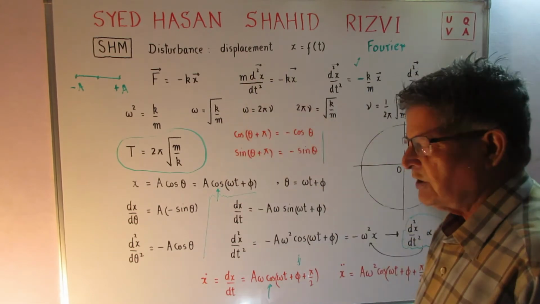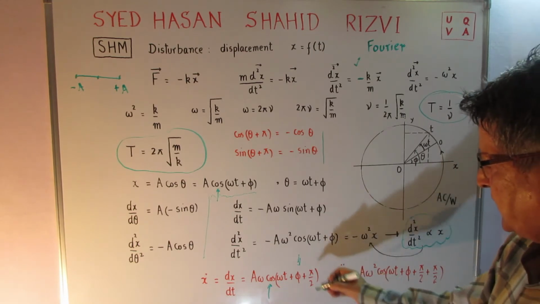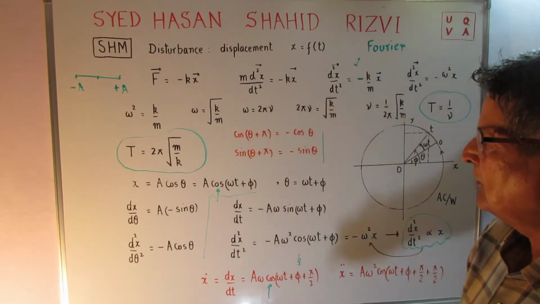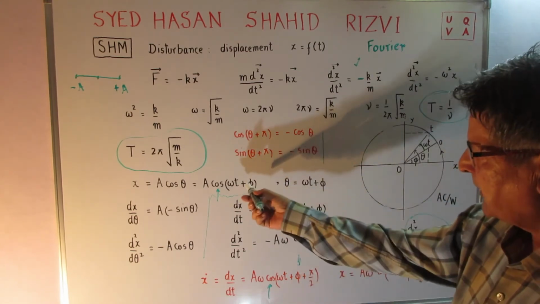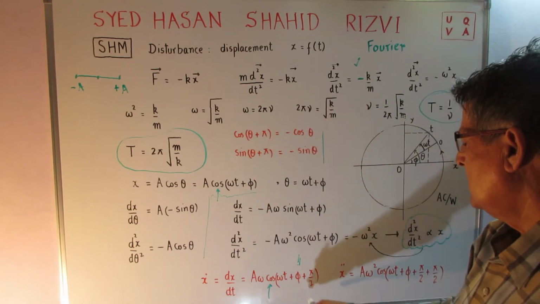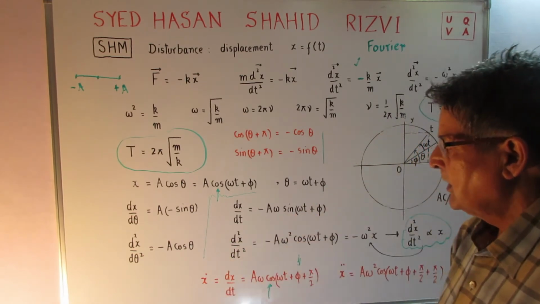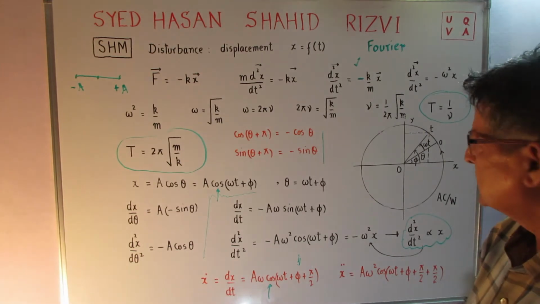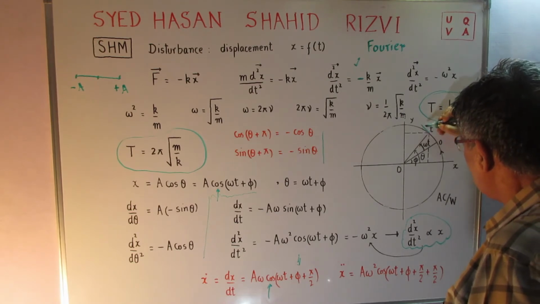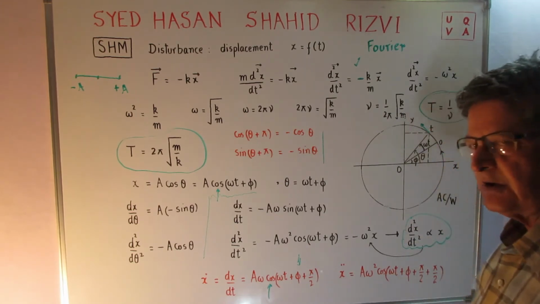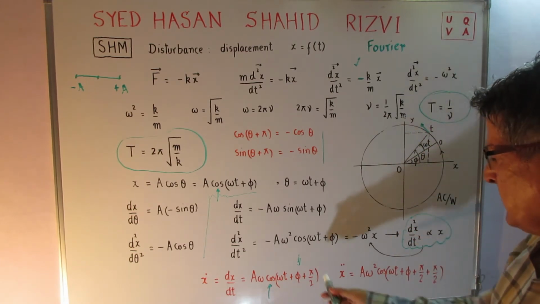So the nature of the function is not changed in my method, and now I can compare easily the phase of this with the phase of this. The phase of this is omega t plus phi plus pi by 2, minus omega t plus phi, gives us pi by 2. So that means the velocity leads, you know that it's given somewhere over here. So we can show that the velocity leads the displacement by pi by 2 radians.